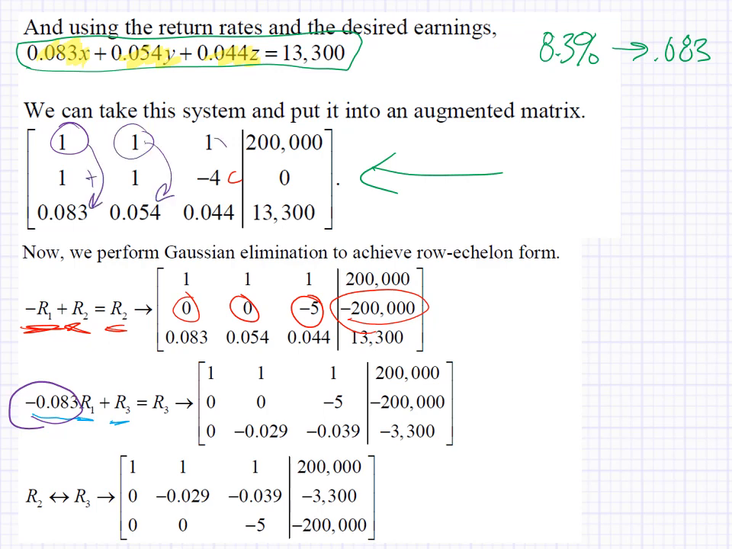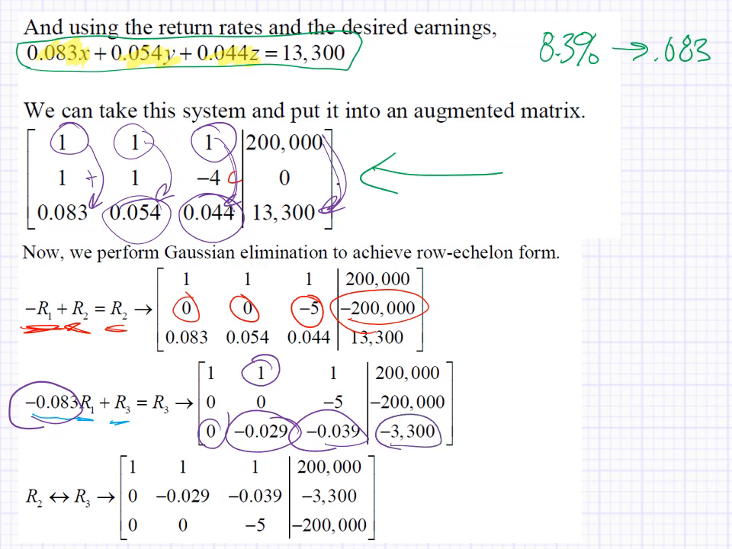We would then get, and this is where it's going to get hard, we're going to get 0 here. If you had a calculator, you could see what negative 0.083 times 1 plus 0.054 is, and that would give me negative 0.029. Same thing here. Negative 0.083 times 1 plus 0.044, you would get negative 0.039, and finally the last one would give me negative 3,300. I don't expect you to do this in your head right away. You could do this in a calculator, though, very easily.